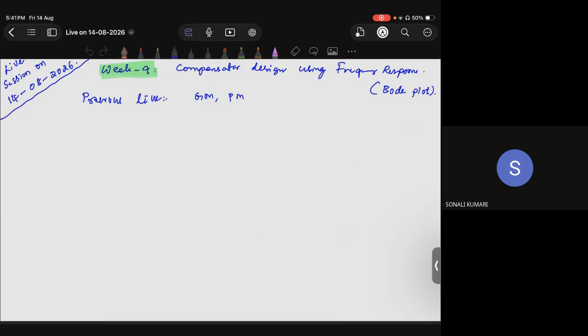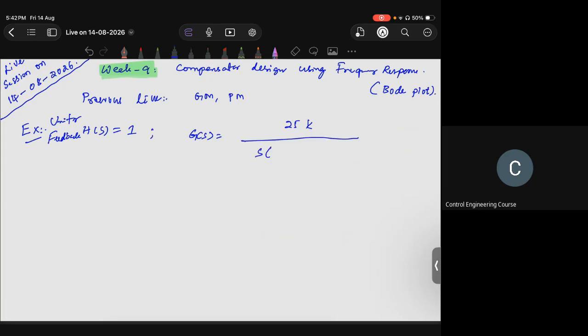Let's consider this example. Let us say we have a unity feedback system. Unity feedback means we take H(s) equal to 1. The plant transfer function is G(s) equal to 25K divided by s times (s plus 1) times (s squared plus 2s plus 25). The plant is G(s), the feedback is H(s). The first question is: draw the Bode plot.